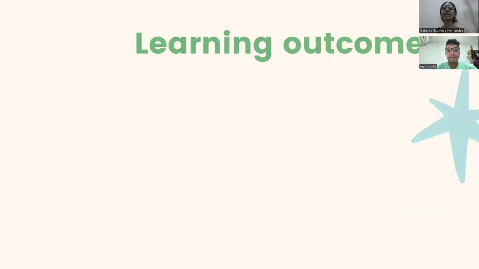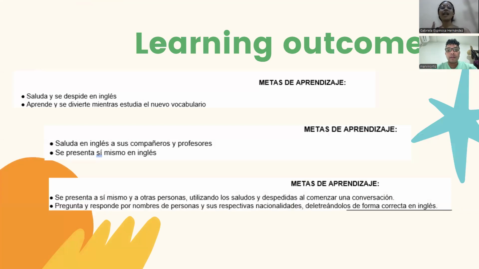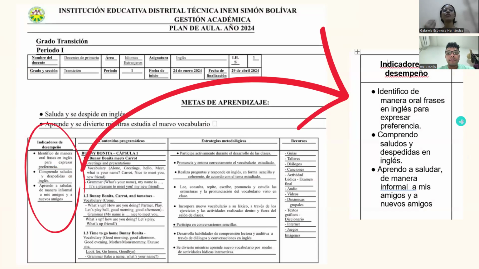In this part there are learning goals, for example, say hello and goodbye in English, and learn and have fun while studying new vocabulary. And the other example is a performance indicator: I can orally identify the phrases in English to express greetings and farewells. I learned to greet my friends and new friends informally.